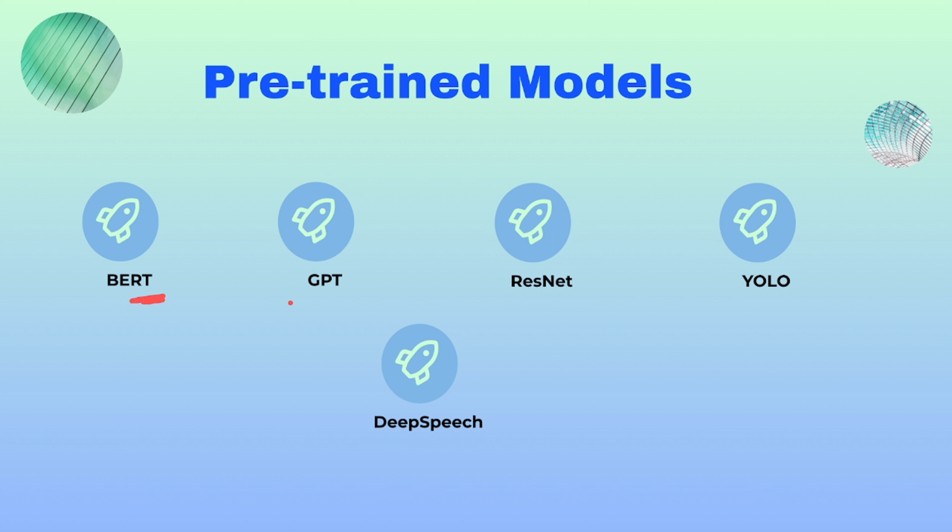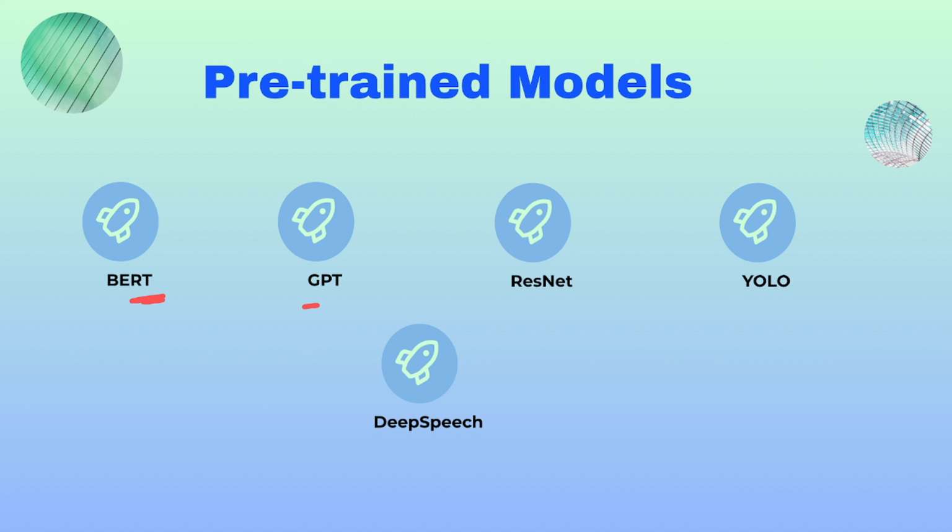Then GPT, basically you can say GPT is a generative pre-trained transformer model. GPT is another pre-trained model that can generate human-like text, like GPT 3.5, GPT 4, all these generative pre-trained transformers. It can be used for translation, text summarization, chatbot development.